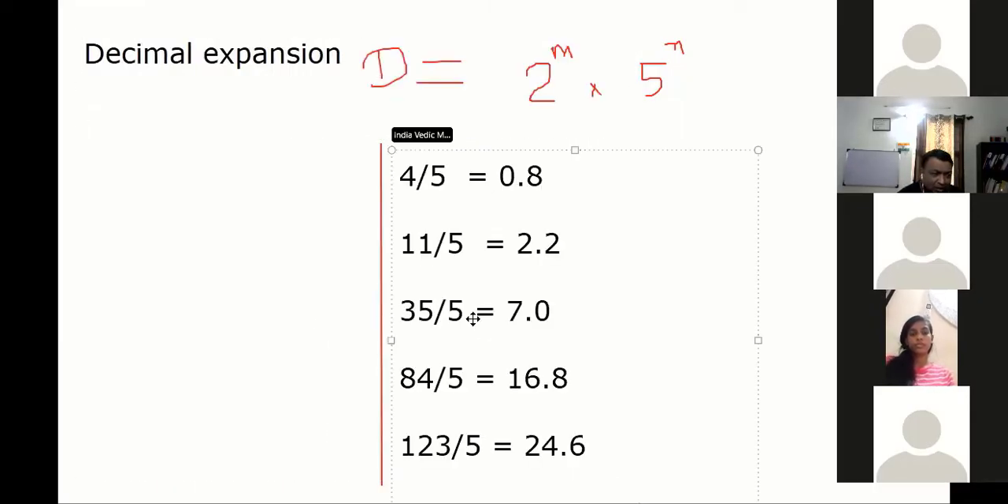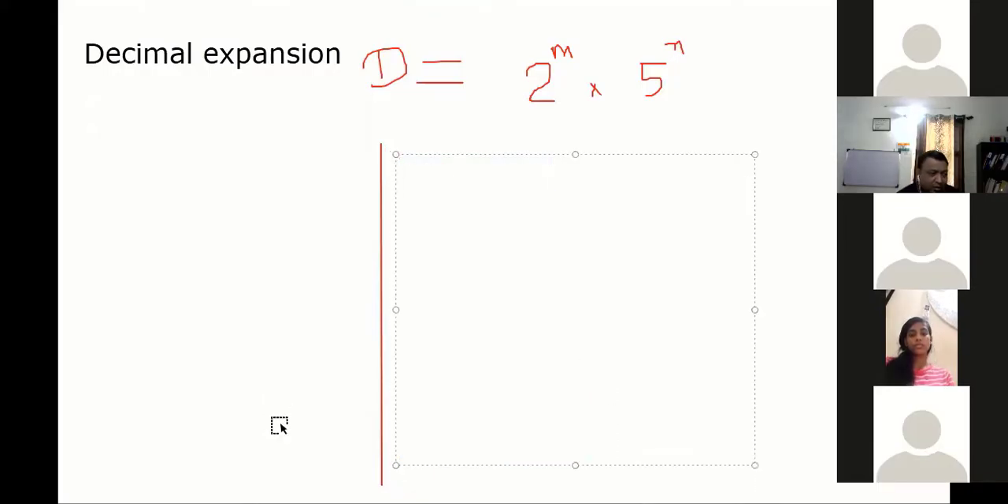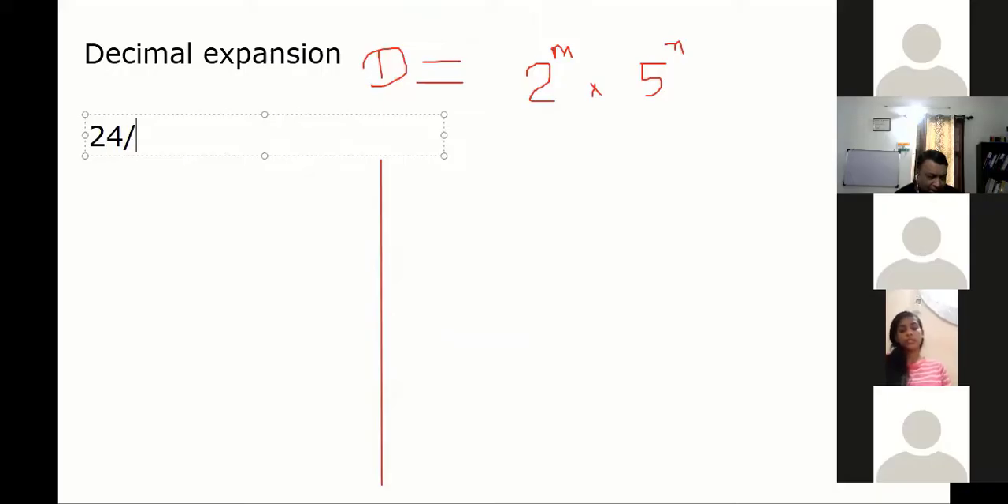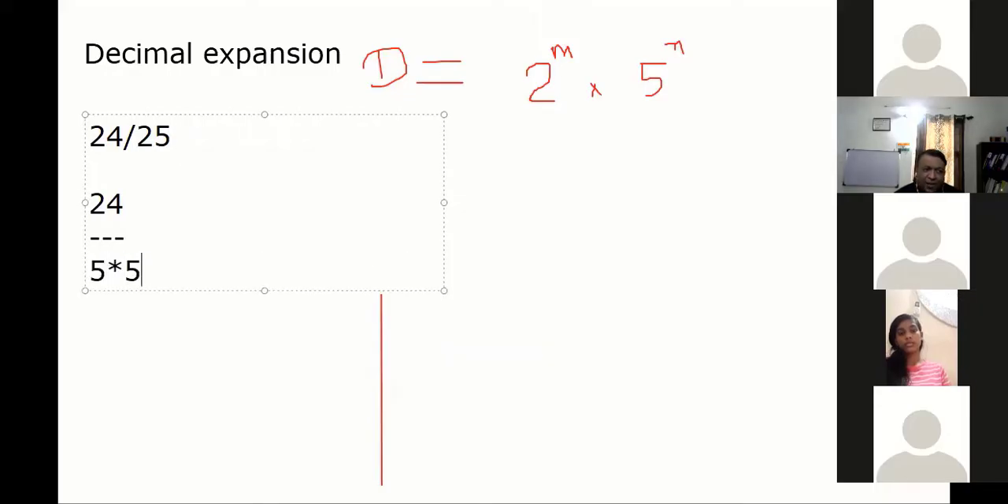This is a very, very important topic for this chapter. Take an example. Suppose I say 24 divided by 25. अब देखो डिनोमिनेटर में कौन है, 25. Let's make a factor: 25 मतलब क्या है, 5 into 5, मतलब 5 आ रहा है. So this will be terminating or non-terminating? 25 करोगे, you will always get terminating because denominator में 5 है, उसके पावर आ रहा है.